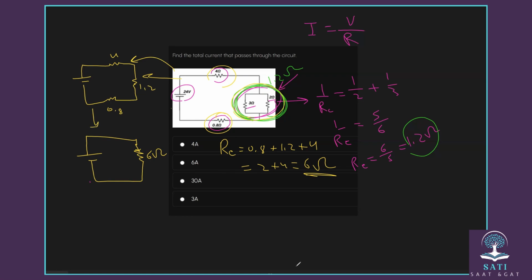So here now for the final one, this is 24, and the total resistance is 6, right? So that means, now what is the voltage? The voltage is 24. You divide it by the total resistance, that is what? That is here 6. As you see, it gives you what? 4 ampere. So the answer, you go to choose what? 4 ampere as the answer.